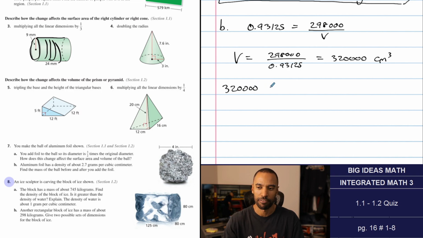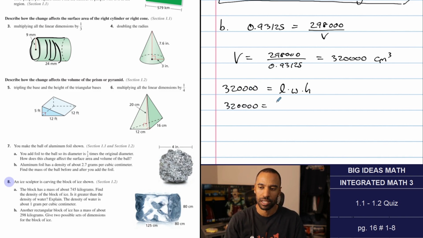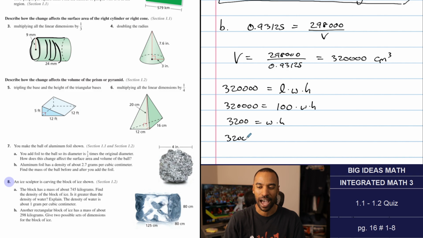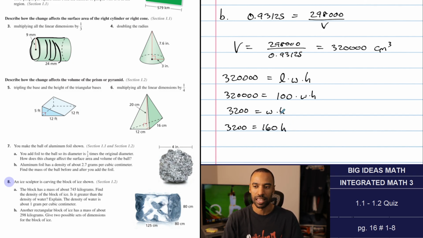So let's make some stuff up. Length times width times height. Let's chunk away one part at a time. If 320,000 equaled 100 times width times height, then I can divide by 100 here, and now I have 3,200 equals width times height. I'm just winging it as I go. I'll make the width 160, and the height, divide 3,200 by 160, and you get 20.